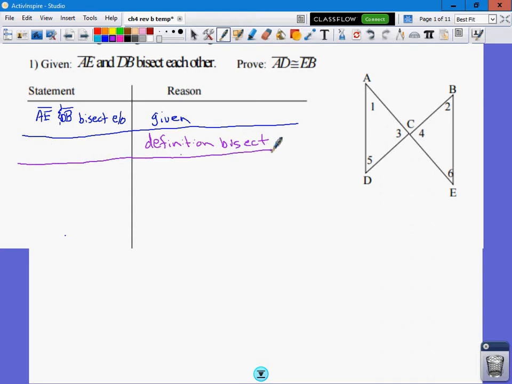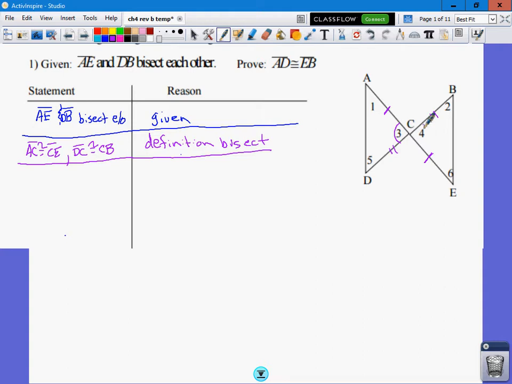And since they bisect each other, AE bisected DB, but DB also bisected AE, it does mean that AC and CE would be congruent. But it also means that DC and CB would be congruent. That kind of used up what they gave me. Now I'm going to come over and look in the picture.